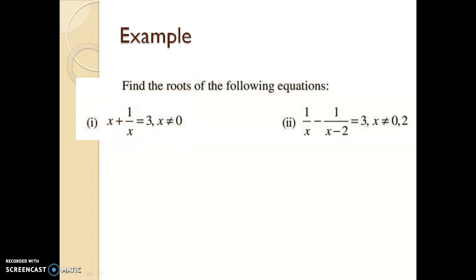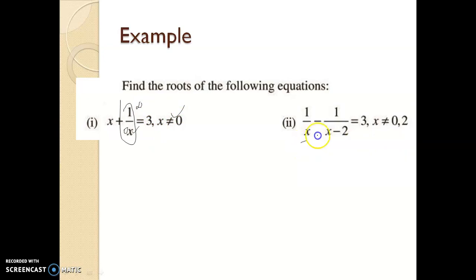Here, x plus 1 by x equals 3 is given, and also x is not equal to 0 is given. Why is this condition given? In the second term, the denominator has the variable. If you put x equal to 0, what will happen? 1 by 0 is infinity, it is not defined. Therefore, here they have given x not equal to 0.